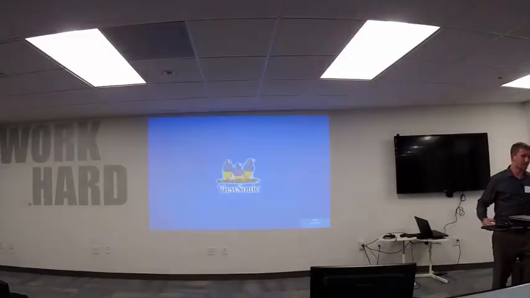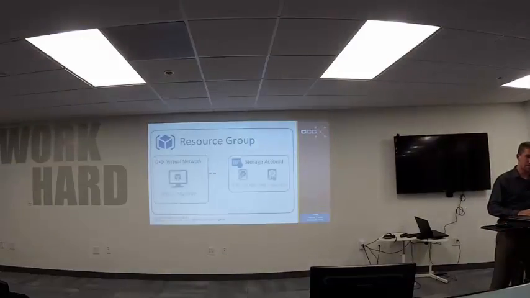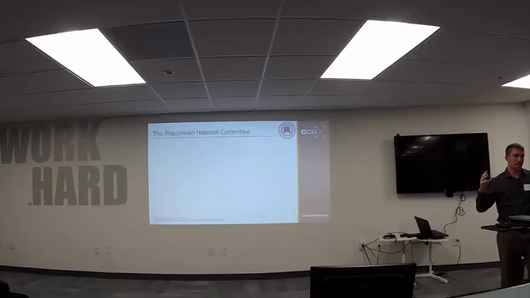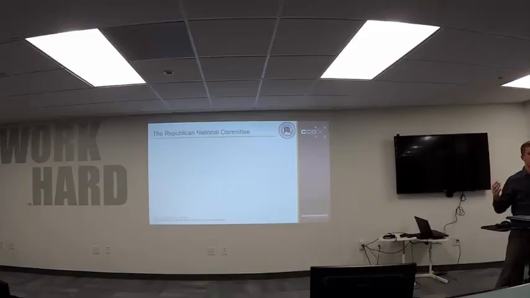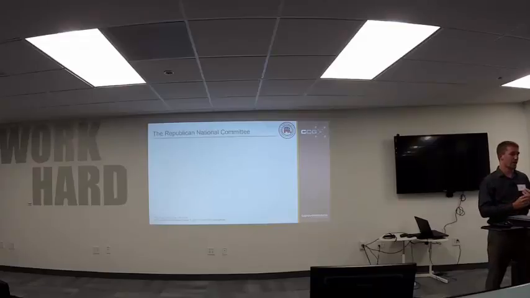So we talked about Azure. Let's talk now about the RNC. For those of you who aren't aware of who the RNC is, they're the Republican National Committee. They are the kind of overseers of all things Republican. So they have their Republican manifesto on their website that you can read about how much they hate the Democrats.